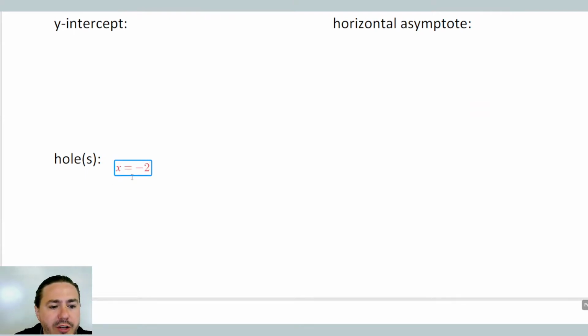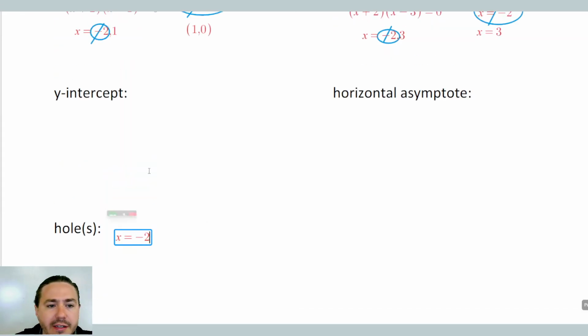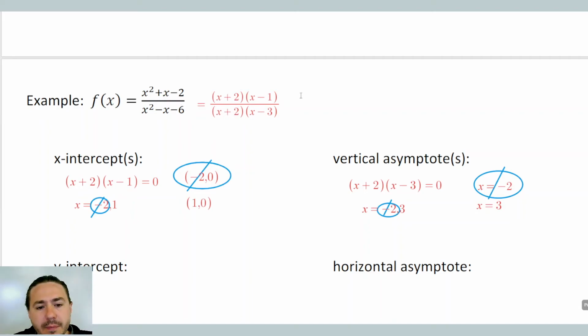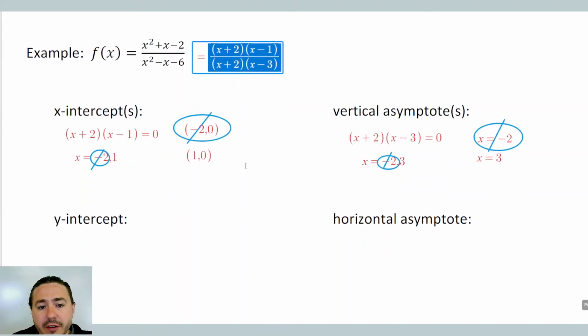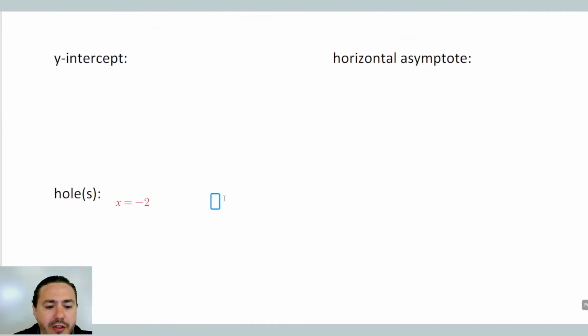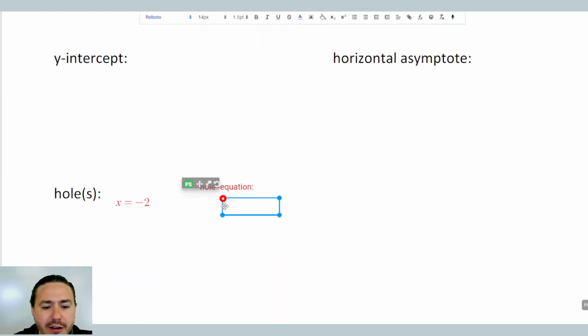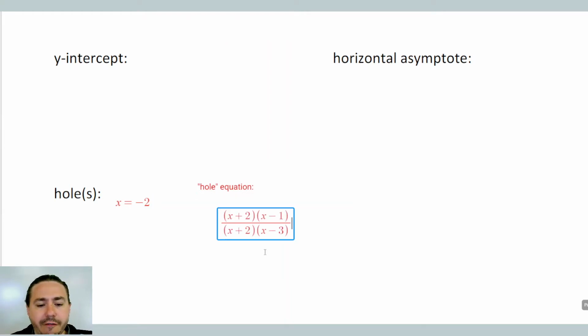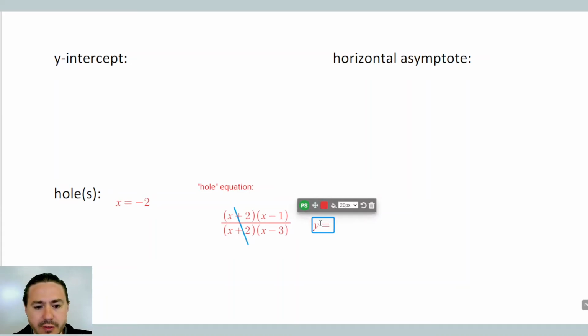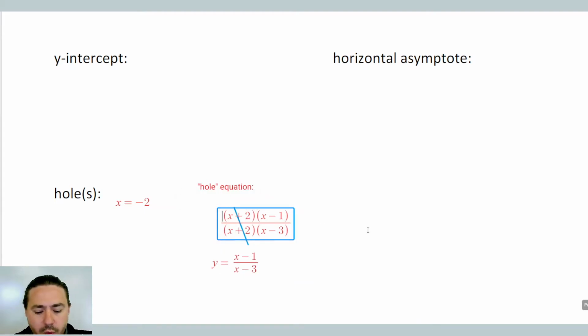Okay, but the question is going to be, where's the y-coordinate, right? If I try to plug in -2 into this equation, it's going to give me undefined, right? Because I can't divide by 0. So to find the whole equation that I can use to actually plug that in, what I'm going to do is take the factored expression and just sort of temporarily cancel out these, and I'll be just left with x, so y equals x minus 1 over x minus 3. And this is going to be an equation that I can use to find the y-coordinate of the hole.